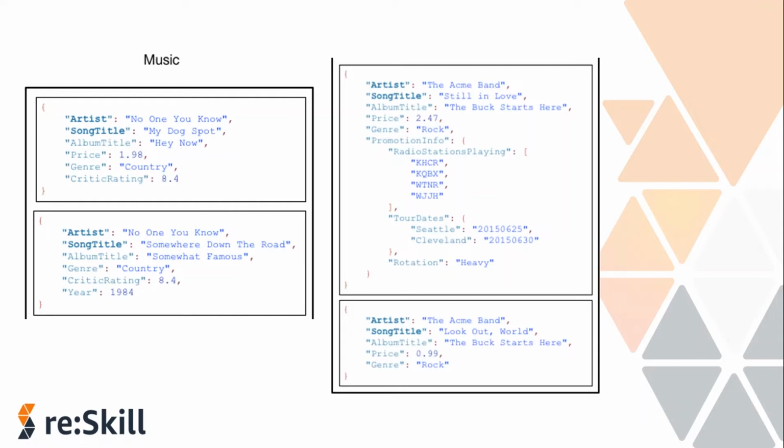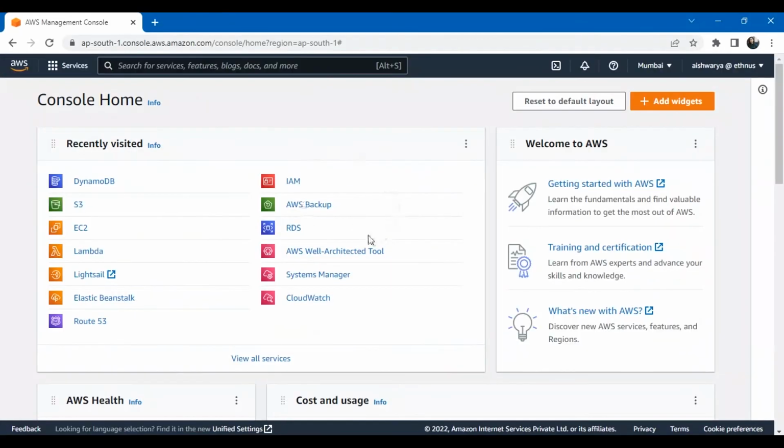One of the items has a nested attribute, promotion info, which contains other nested attributes. So we have promotion info, within that we have radio station playing, within that we have the values. DynamoDB supports nested attributes also, but up to 32 levels deep. Now let's have a look at how DynamoDB actually works. We'll go ahead in the AWS console and create a table in DynamoDB.